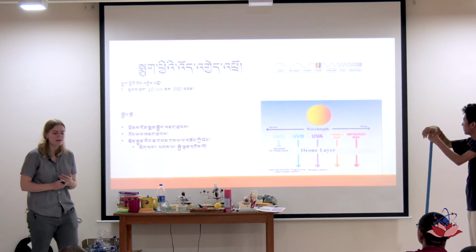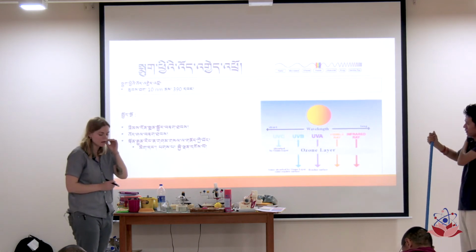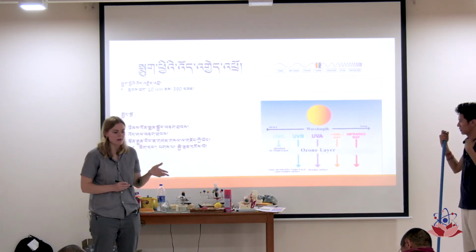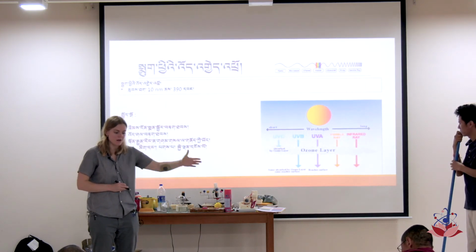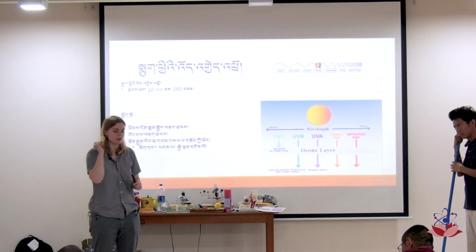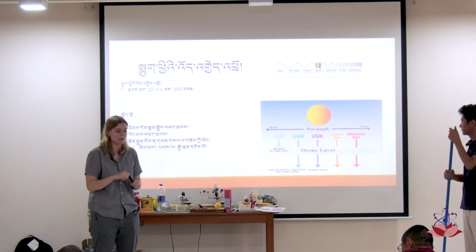So this is ultraviolet radiation, and it is used a lot in forensics. You can detect blood and other materials using UV light. It tends to glow under UV light.